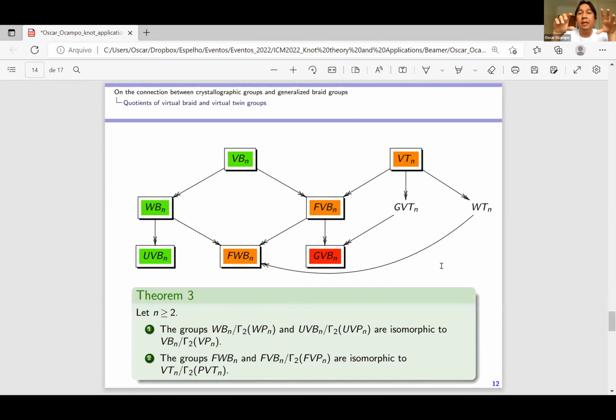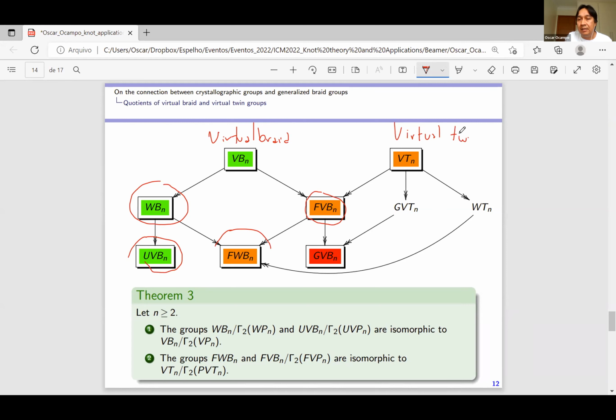Well, now in order to talk about other kinds of generalized braid groups, there are these quotients of the virtual braid groups. So let me talk about some of them. So we have welded braids and restricted virtual braids. We have flat virtual braids, flat welded braids. So this part is for virtual braid groups. And also we have here virtual twins.